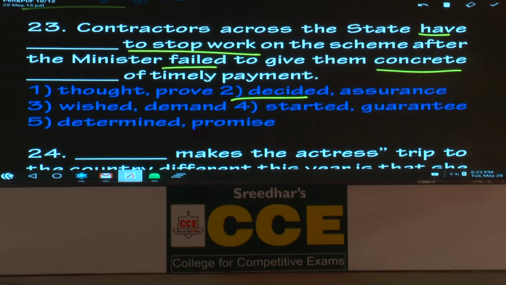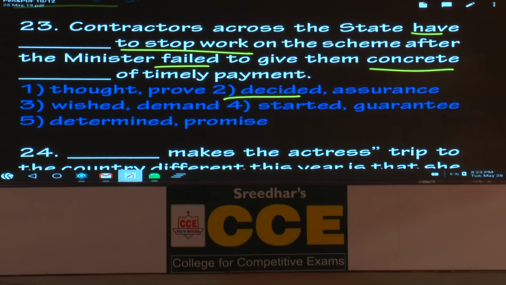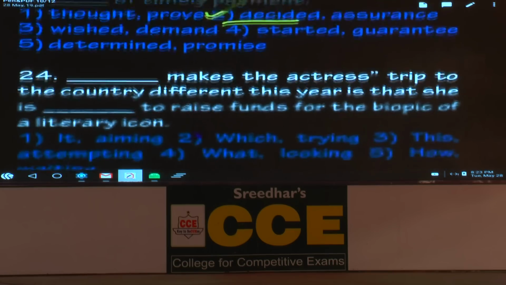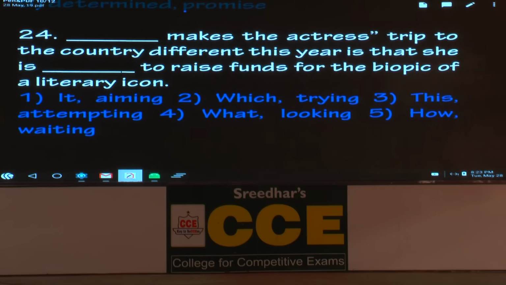Have determined and concrete promise. Failed to give them concrete promise. Now you have to decide between the fifth option and what is the other one? Second option. Have determined or have decided? Which one sounds better? Decided. They have decided to do something. So what is the answer based on that? Second option is the answer. All these, one reading you should be able to get. No need of second reading.